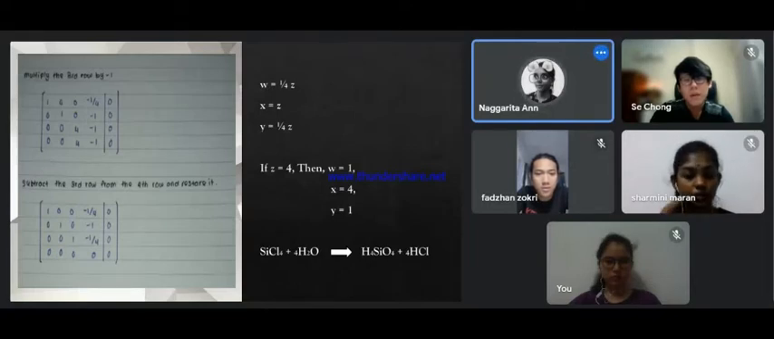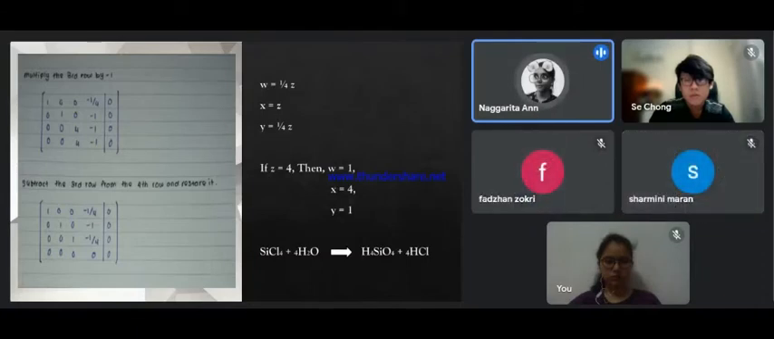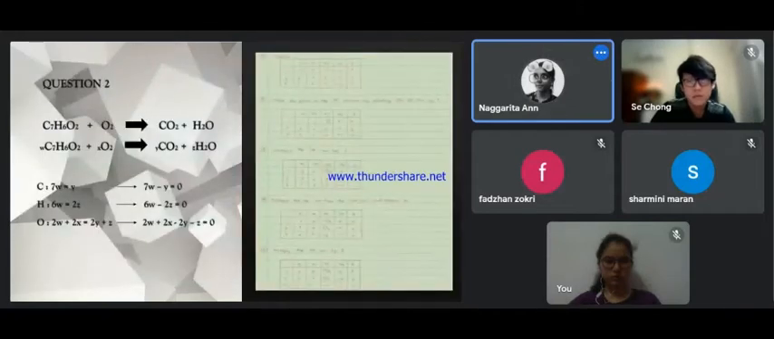So W we get negative 1 over 4 Z, X we get Z, and for Y we get 1 over 4 Z. So if Z equals 4, then W equals 1, X equals 4, and Y equals 1. So we get the equation SiCl4 plus 4H2O, and we get H4SiO4 plus 4HCl. That's all.